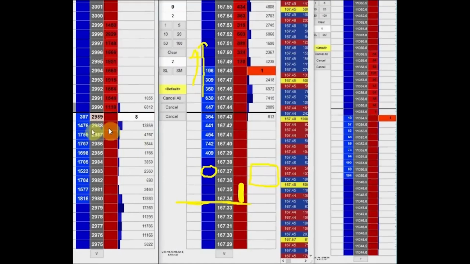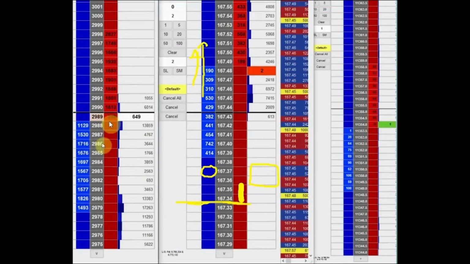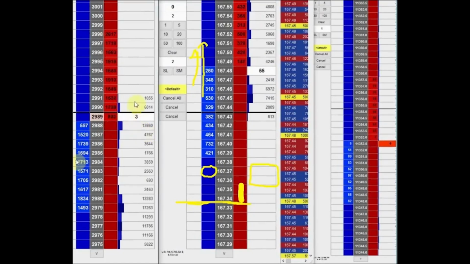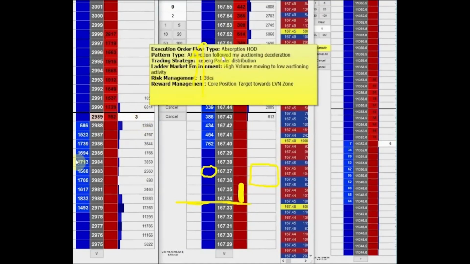So what we're going to do now, we're shifting our observation to the Euro Stocks. You can see we've just gone short here on the Euro Stocks. There's going to be another pattern that we're going to be trading, an absorption pattern at the high of day in the Euro Stocks. Now here is what we're looking at. So in the Euro Stocks, we're looking at an absorption at the high of day.